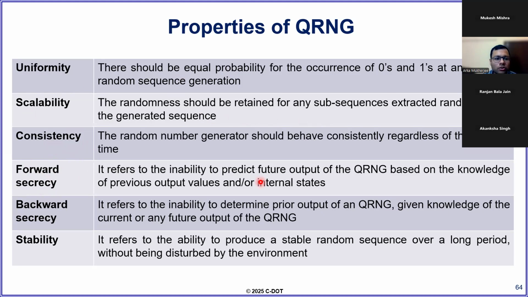And the other one is backward secrecy, which means that if we know the present sequence, we should not be able to know the previous sequence. That's why it's called backward secrecy. And again, it should be stable over time. This is more like consistency, because the temperature may vary and the environmental conditions may vary, but it should operate stably, and its other parameters, like forward secrecy, backward secrecy, or its randomness, should not depend on other parameters. So these are the different properties of a QRNG.